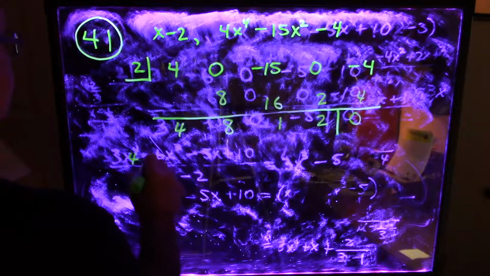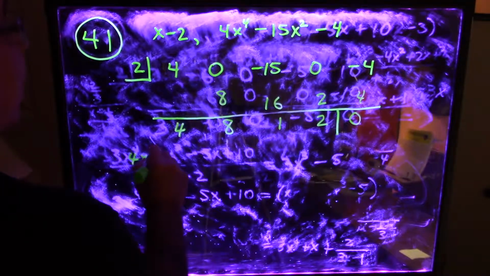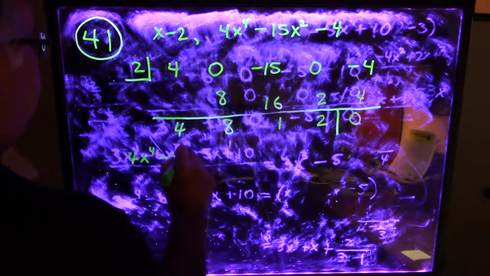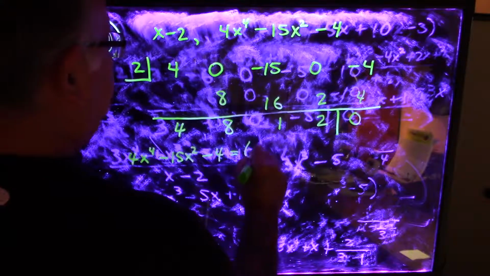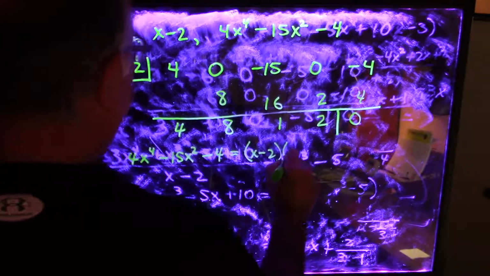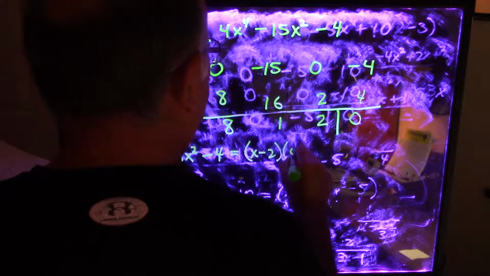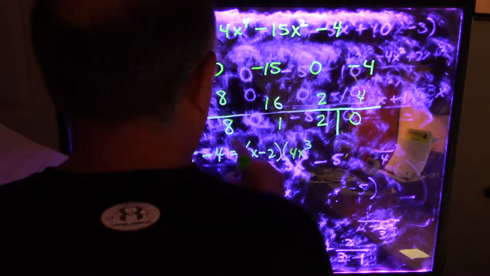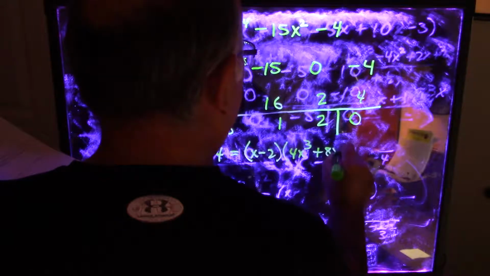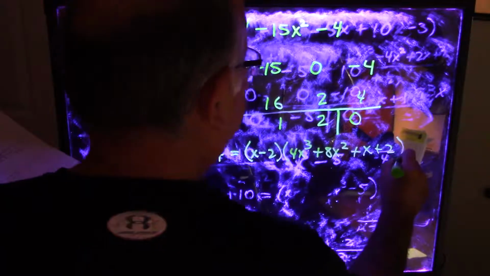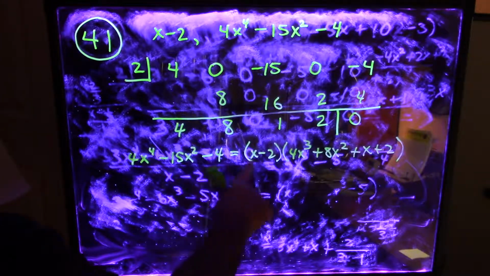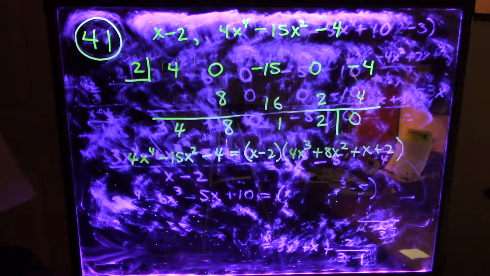So here's our factorization. 4x to the 4th minus 15x squared minus 4 equals x minus 2 times, and we've got 4x cubed plus 8x squared plus x plus 2. And if you want to see a little more detail as to how I arrive at this, please look at problem 39. All right, there you go.